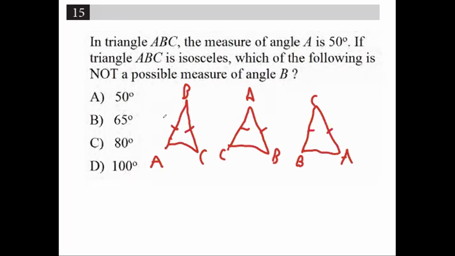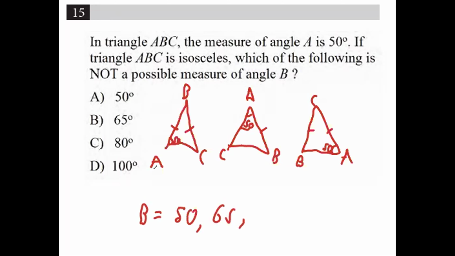So we're given A is 50. So all these are 50. What is not a possible measure of angle B? Well, in this case, B would be 50 because these two angles would have to be the same. So let me just list out the things B could be. B could be 50. B could be, in this case, the total of the angles of a triangle adds up to 180. So if we do 180 minus 50, we get 130. And then we take 130 and divide by 2, and we get 65. So B can be 65 if it's this scenario.